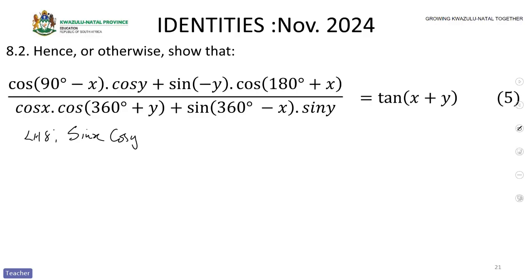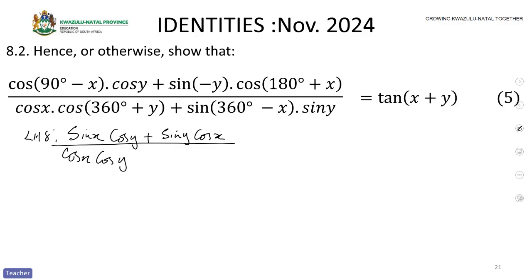Sin of negative y will be negative sin y, because negative times positive will be negative. Now, cos 180 plus, we all know that cos 180 plus is on the third quadrant. How is cos on the third quadrant? It is also negative. So negative times that negative will be positive cos x, all divided by cos x. Now, 360 plus is on the first quadrant. How is cos on the first quadrant? It is positive. It's going to be cos of y.